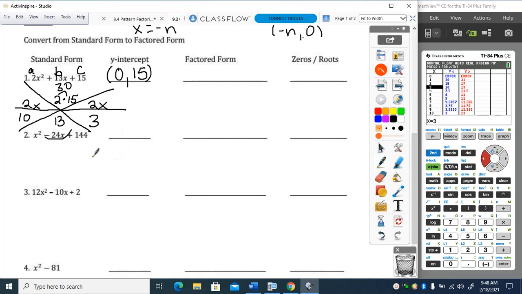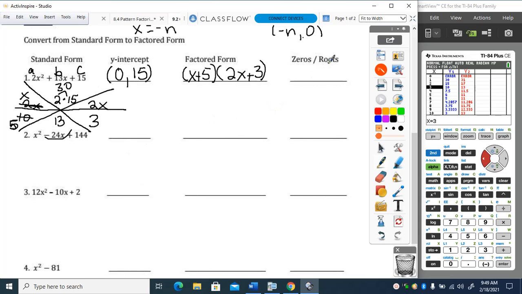Now we got to see if either of those simplify. 2x and 10. Is there a number that goes in both 2x and 10? Yeah, 2. So what's 2x divided by 2? That's just x. And what's 10 divided by 2? Well, that's 5. And then we got 2x and 3. Are there numbers that can go into both 2x and 3? No, so we're good there. So that means our factored form is going to be x plus 5 and 2x plus 3. Alright, so we got our factored form.